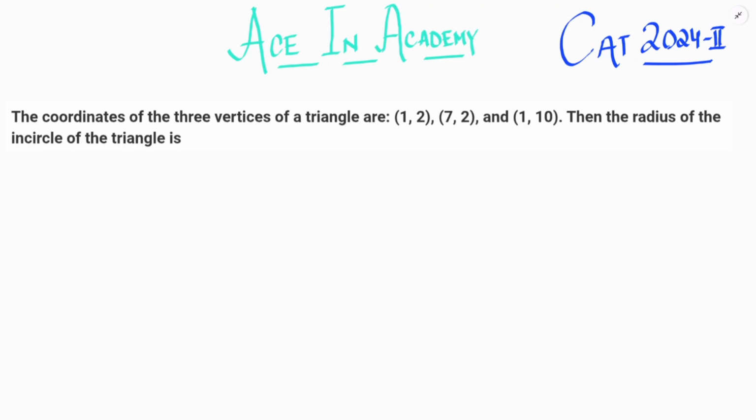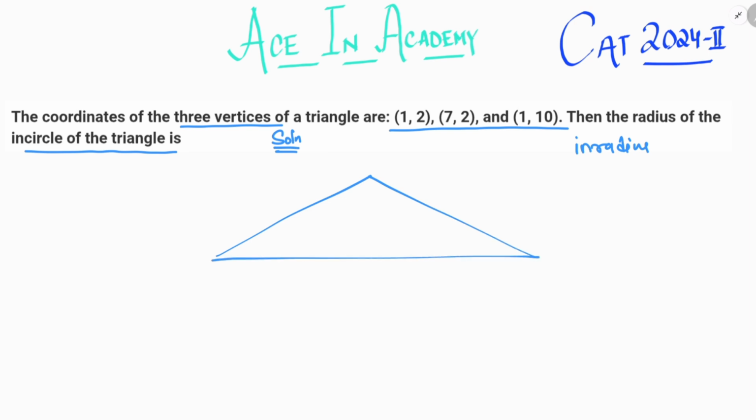I hope that you've tried the question and you've got the solution, and if you didn't, then let's check the solution. So according to our given question, it is given that the coordinates of three vertices of a triangle are (1, 2), (7, 2) and (1, 10). Then the radius of the incircle of the triangle is. So basically we have to find the inradius of the triangle. Now what are the vertices of the triangle? They are (1, 2), (7, 2) and (1, 10). So this is (1, 2), this is (7, 2) and this is (1, 10).